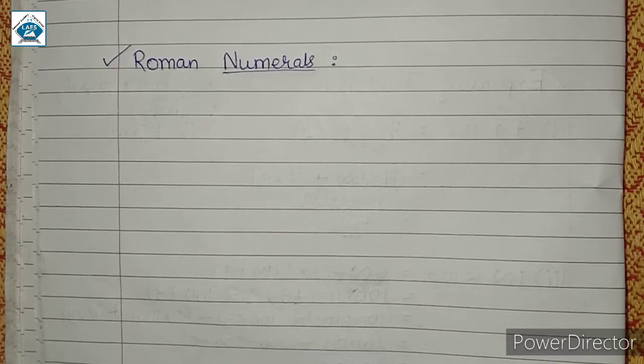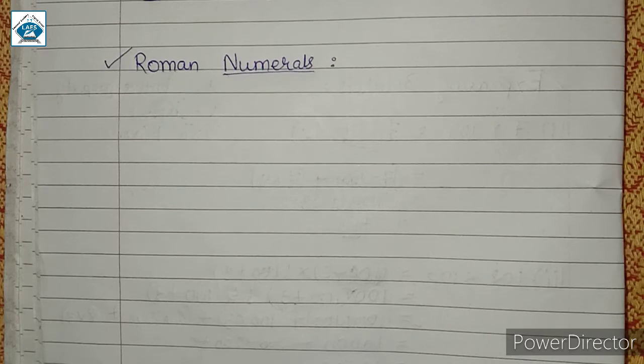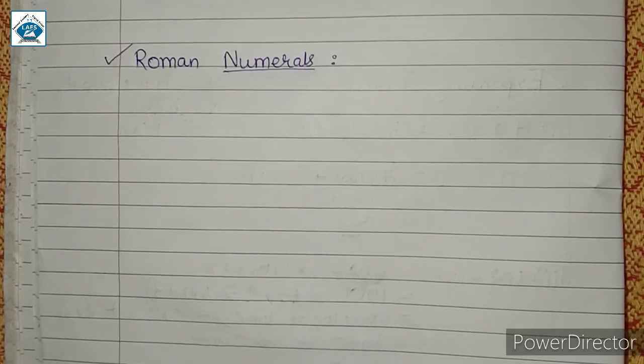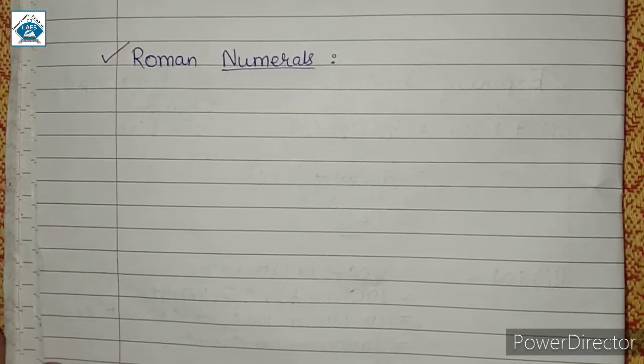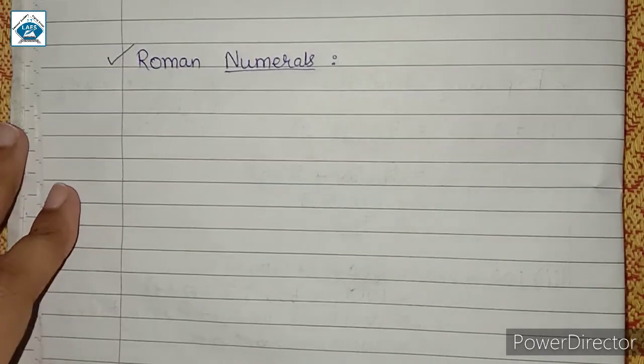So the system is still used in many places. For example, we can see the use of Roman numerals in clocks. It is also used for classes or writing standards in schools or in school timetables, etc. So we are going to discuss the Roman numerals now.